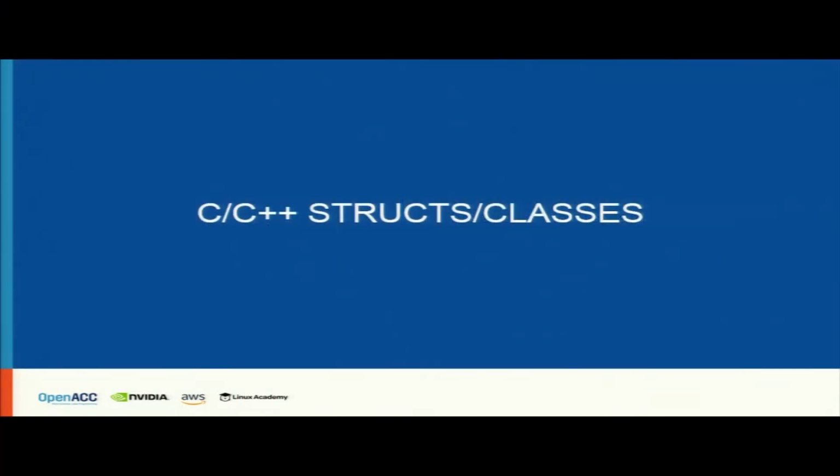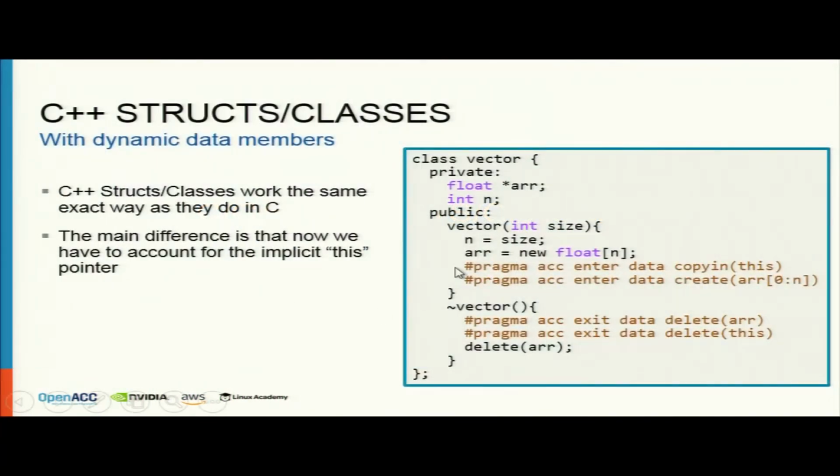Another example, the basic example which you will usually see, is in C++. So generally in the C++ world, where does the allocation happen? Constructors. Where does the deallocation happen? Destructors. So you will say enter data, copyin and create inside the constructor, and you will say exit data and delete inside the destructor, right?